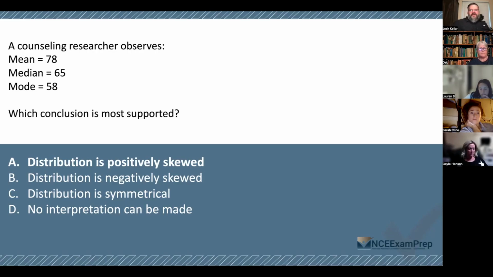Because the mean is higher, the mean is going to tell us where the tail is. The tail tells the tale. I understand now. Okay, good.